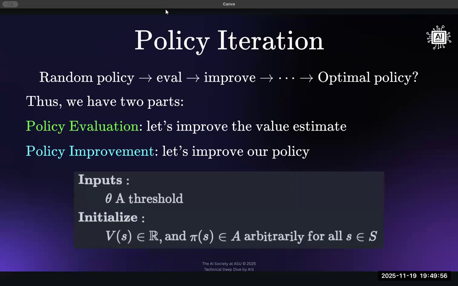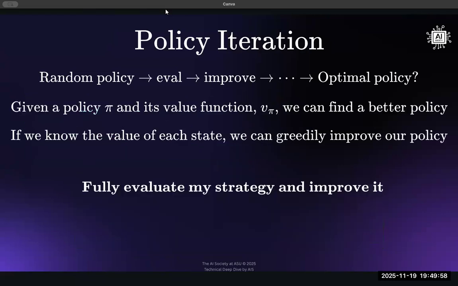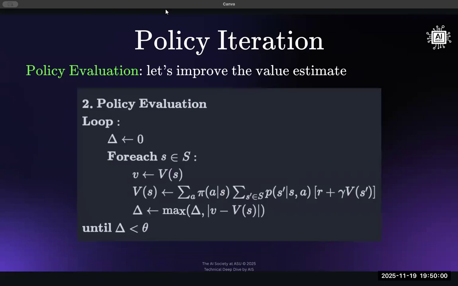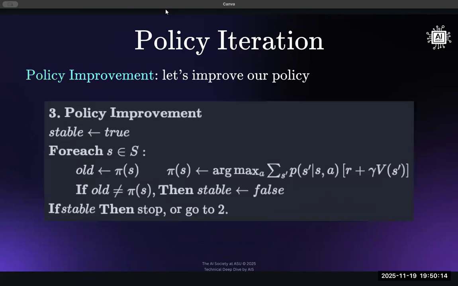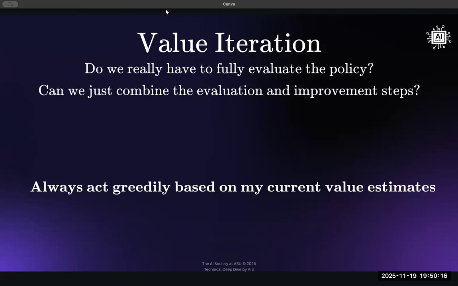We don't do this full loop. Perhaps we just need to evaluate it once. We just need to take one estimate of the value function just one time. We don't need to do it for every single state. We can just do it once. And that is what value iteration is going to do.